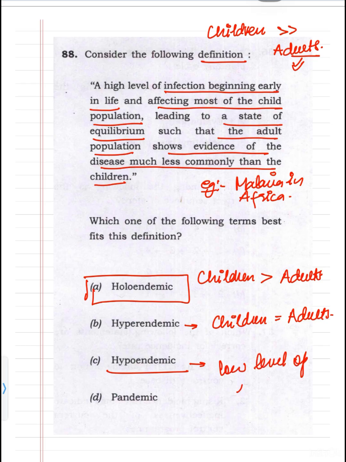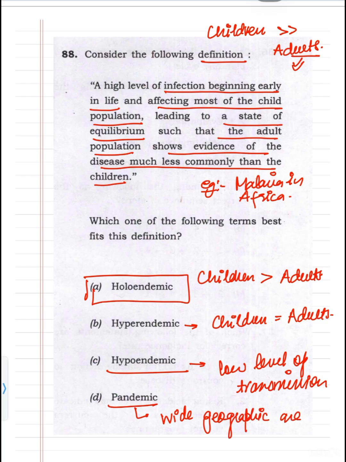And what is pandemic? Pandemic means it is affecting a wide geographic area, such as a nation, the entire continent, or the world. For example, the COVID pandemic. So the answer will be holoendemic.